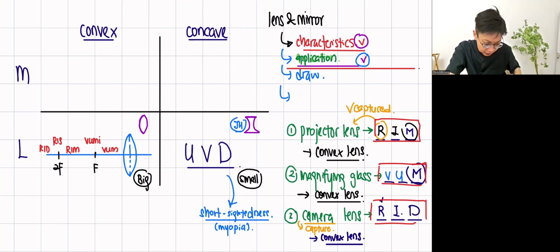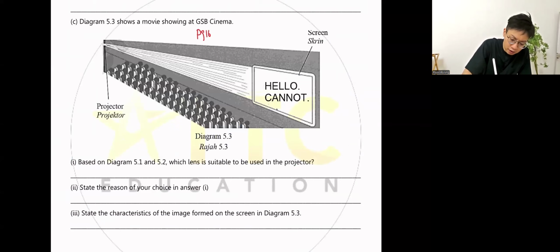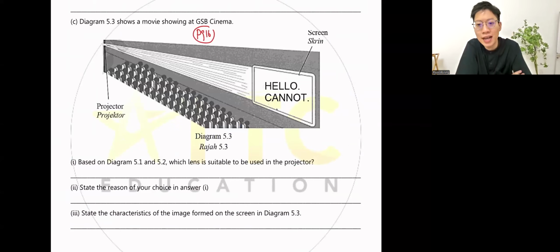Let's say for example, okay guys, I want everybody to look at page 16. Sometimes, if you are lucky, they might ask you certain questions like this. We have a movie showing at GSB Cinema. Based on diagram 5.1 and 5.2, which lens is suitable to be used in the projector? So which lens should I use in the projector?